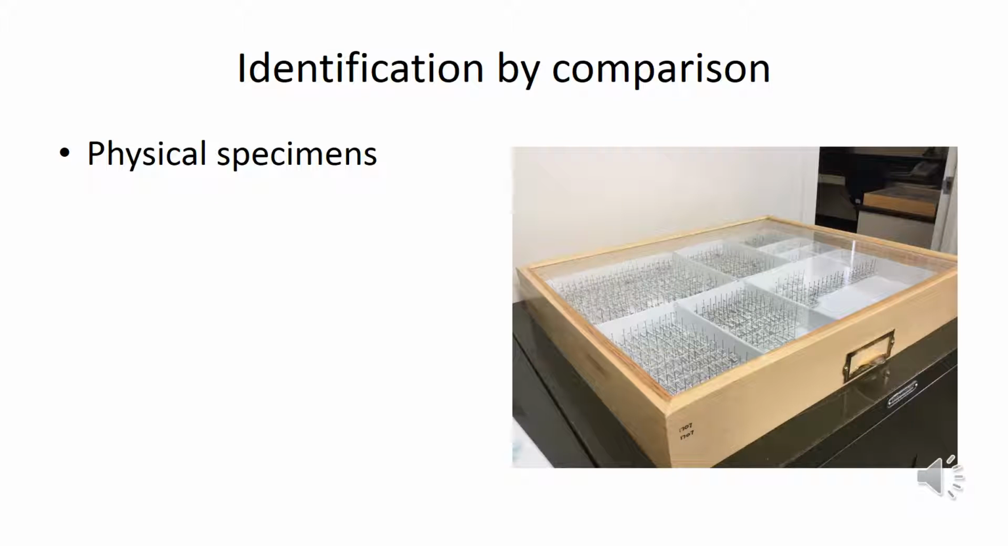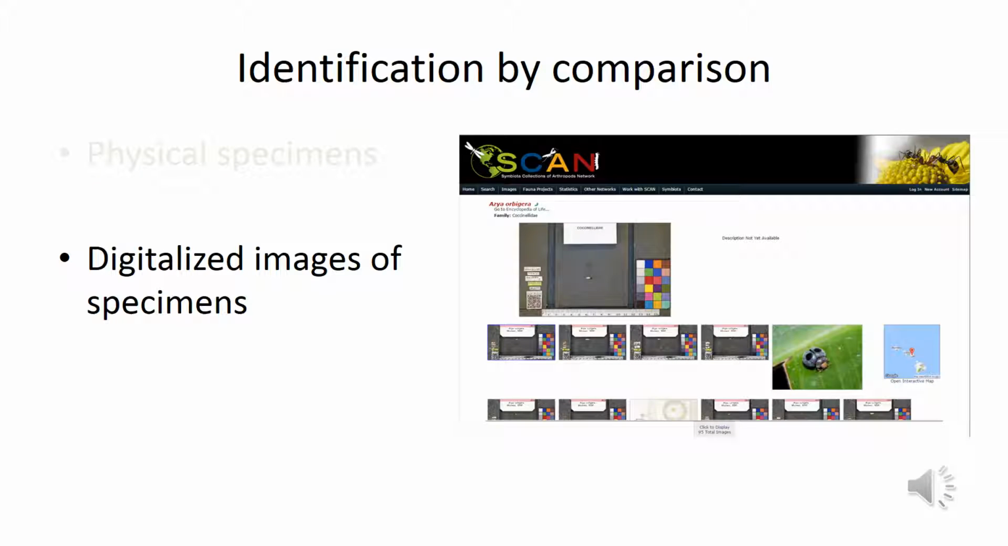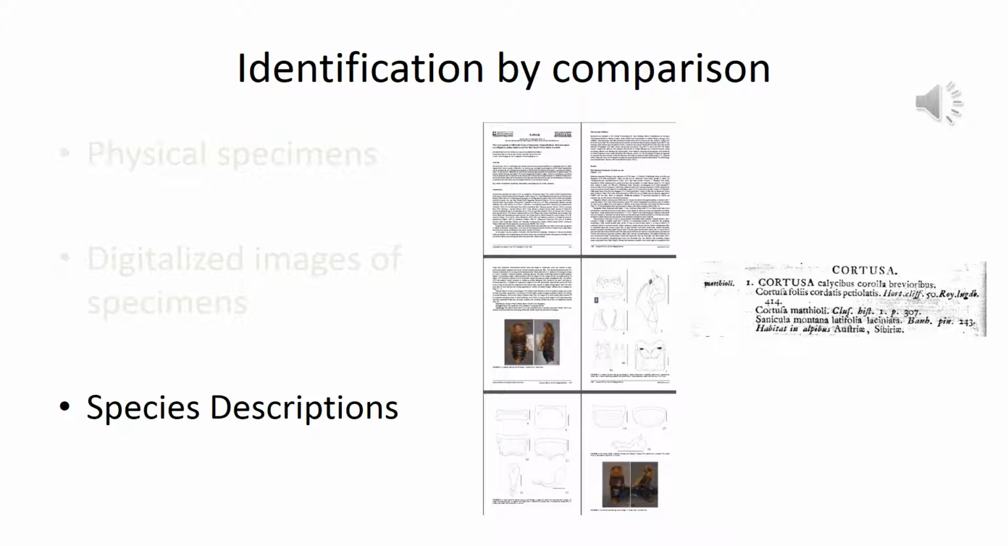One way to deal with these issues is identification by comparison. First, you can compare your specimen to other physical specimens that have been collected and identified previously. A second option is to compare your specimen to images of specimens, such as those digitalized and provided online in various databases. A final option is to resort to using species descriptions. The problem is that species descriptions sometimes vary from lengthy descriptions complete with figures and pictures to a few lines in Latin. The means used to identify a specimen really vary depending upon the resources available to an identifier.